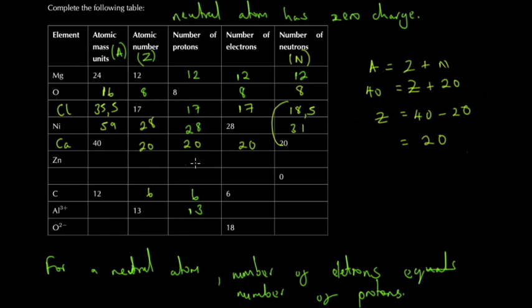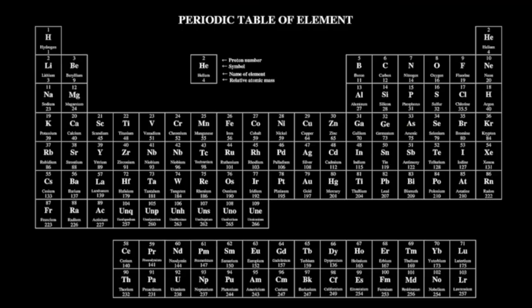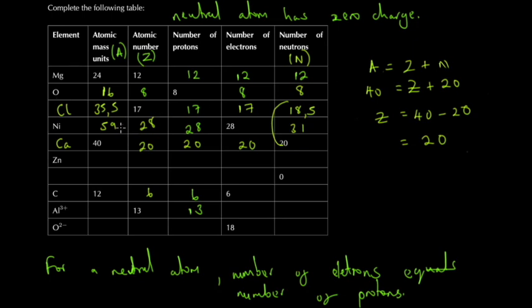Now zinc, it doesn't have any details. So you go to your periodic table and find it using the symbol Zn. So here you have Zn. Then you have the mass number, it's 65, and the atomic number, it's 30. This is what you'd see in some periodic tables. So the mass number is 65, the proton number is 30. Then you go back: mass number 65, proton number 30. In a neutral atom the electron number is the same, 30.